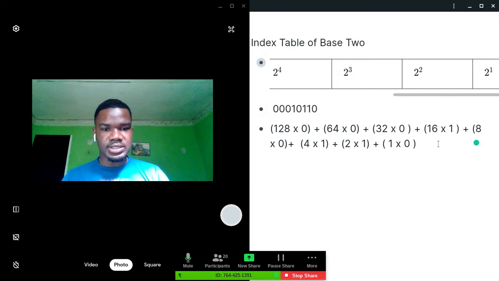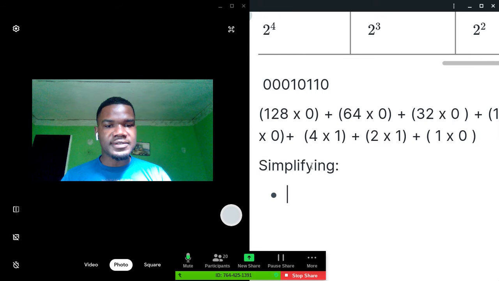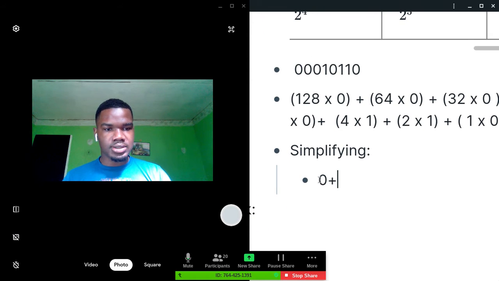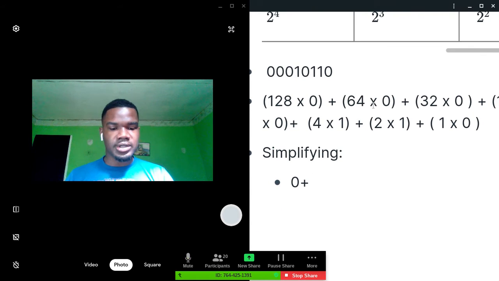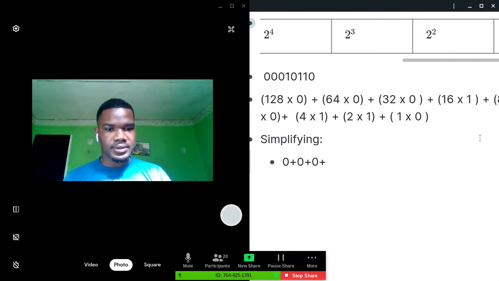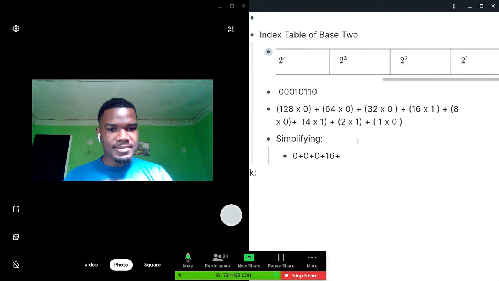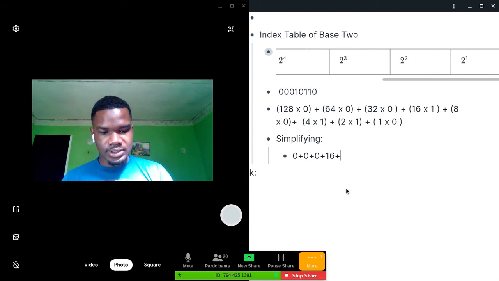Simplify now. So we're going to say simplifying. Since we know 128 multiplied by 0 gives us nothing, we're going to say 0 plus 64 times 0 gives us nothing, plus another 0, plus 32 times 0 also gives us nothing, 0 plus, what is 16 times 1? 16. 16 plus, what is 8 times 0? 0. 0 plus, what is 4 times 1?